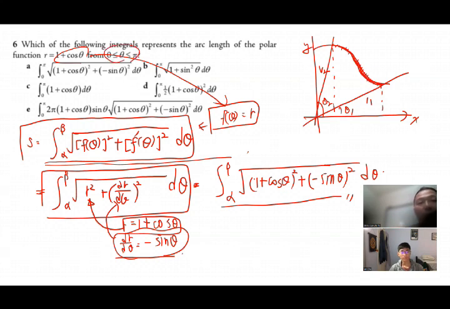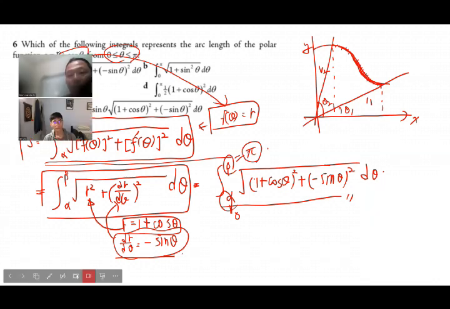The integral range is already provided by this problem. Theta should be between 0 and pi, so alpha is 0 and beta is pi. That's easy. So from that, which one do you think is the answer for this question? A. Okay.